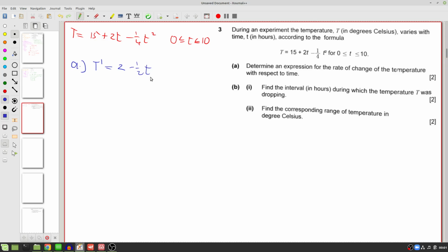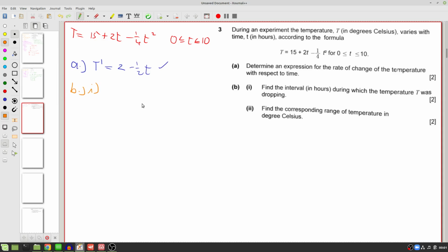For more information on how to differentiate, watch the previous video. Question 2 had some straightforward differentiation where I go into a little bit more detail on how to differentiate a function. So that is the derivative, and that's it. For 2 marks, what a bargain. Right, now we get to question B.